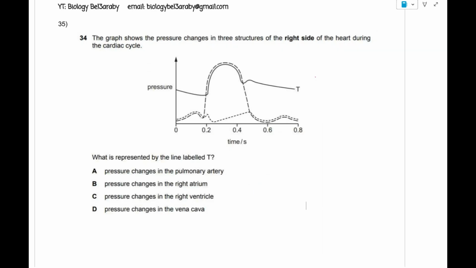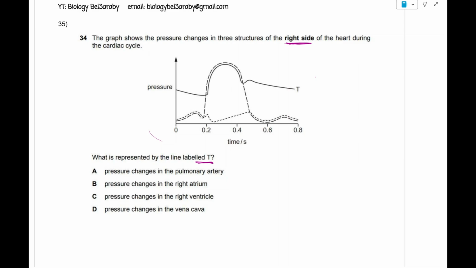Question number 35. The graph shows the pressure changes in 3 structures of the right side of the heart during the cardiac cycle. What is represented by the line labeled T? So I'll give you general rules of thumb to help you answer and interpret this graph whenever you see it. Now, here it's a very tricky question. It says the right side of the heart.